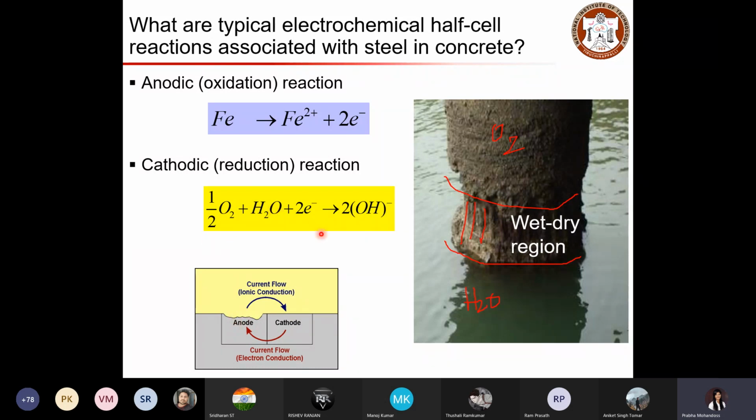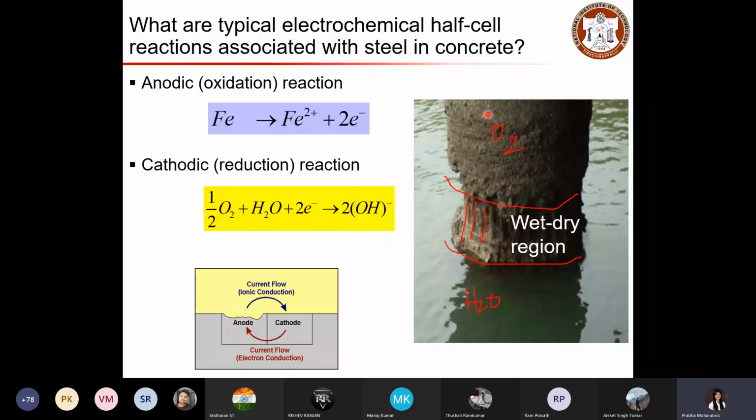What I would like to mention here is that for the cathodic reaction to occur, or for any corrosion process to occur, you need to have two basic elements. One is oxygen and the other is water. Without the presence of these two, the corrosion reaction will not occur. So even if you have chloride or carbon dioxide, that doesn't matter. Even if you do not have chloride or carbon dioxide, if your structure is subjected to only oxygen and water, then it will start to corrode.